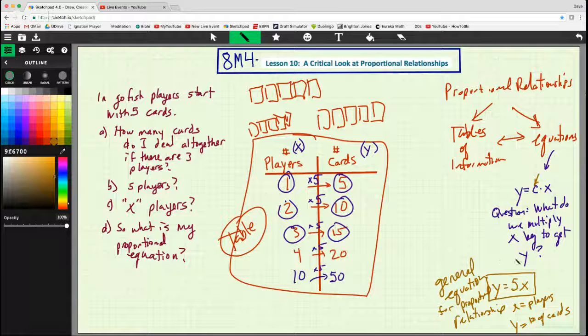See how that works? And so I can ask a lot of questions about using y equals 5x. I can answer questions like, if I have 10 players, how many cards do I have? Or if I have 52 cards, what is the maximum number of players I can have? Think about how you might answer that. We're not going to answer that question here, but I think you might know how to do it. Let's move on and do another example.